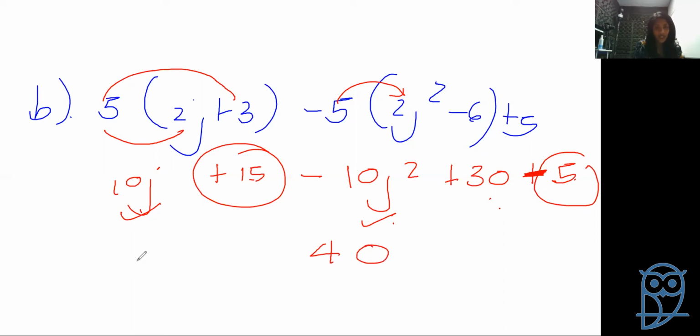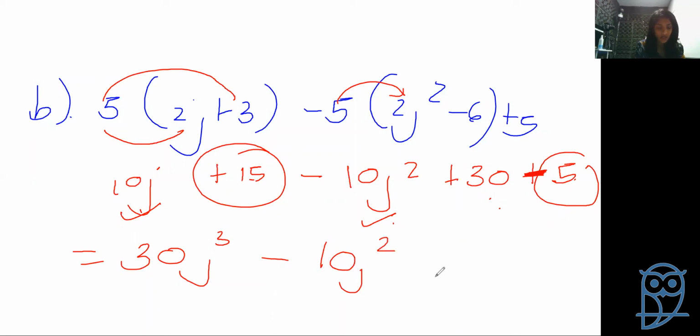Okay, so we're going to say 30j cubed minus, oh, let me redo this, guys. Sorry, once again, it's equal to 30j cubed minus 10j squared plus 10 plus 40. And that's as far as that calculation would go.